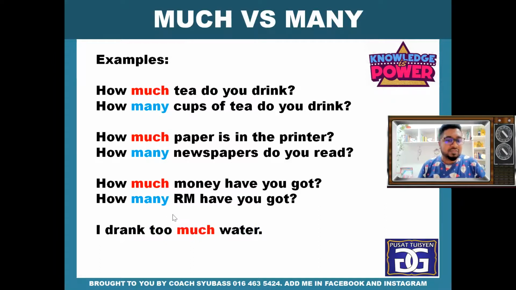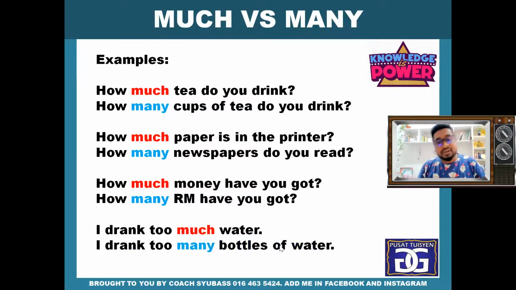Next, I drank too much water. Water tak boleh kira. I drank too much water, you cannot count water. I drank too many bottles of water. Bottles boleh kira, so I can use many. Look at the difference. Water di sini dan water di sini masih sama, tapi disebabkan saya tambah bottles untuk menunjukkan kuantitinya, saya dah tukar dari uncountable dia dah jadi countable, so I can say many bottles. So actually, bottles of water is still uncountable when it refers to water, but bottle is countable, so I can say many bottles.